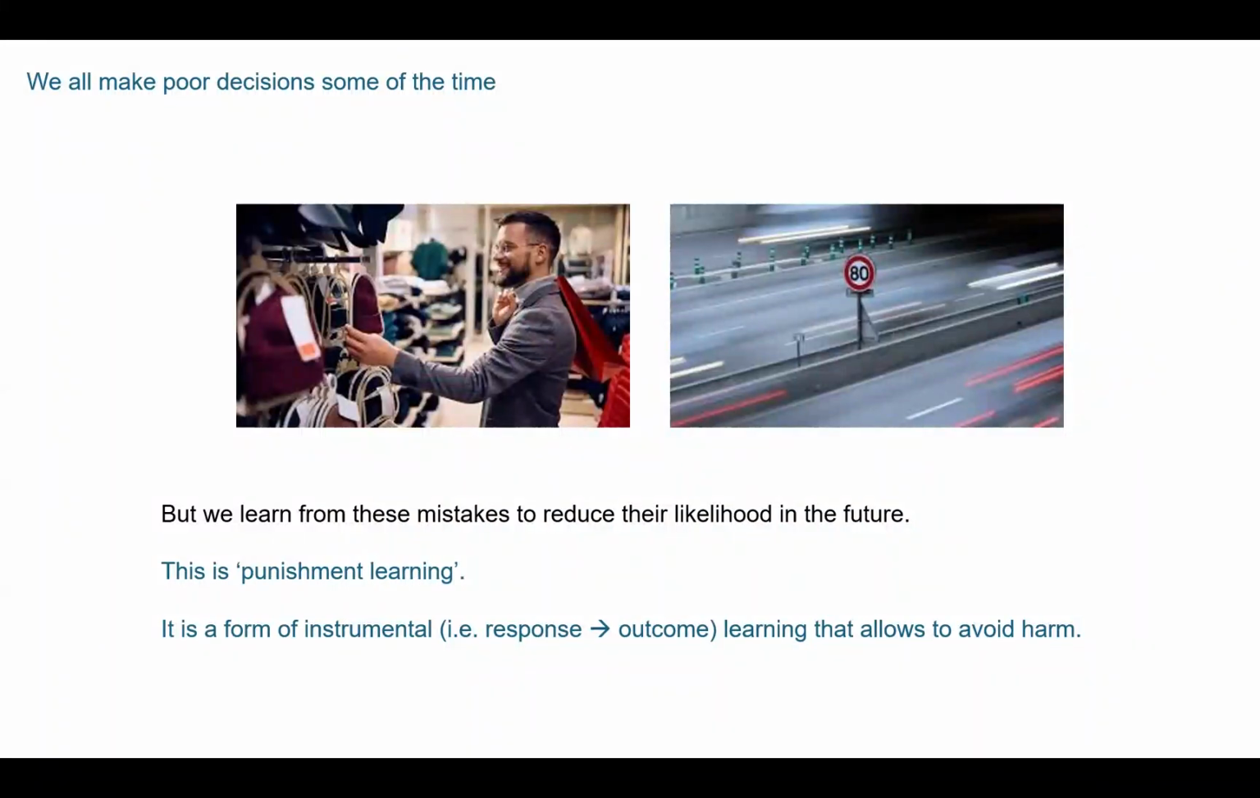In associative learning, we call this punishment learning, right? It's learning about the relationship between your actions and their consequences, and specifically their adverse consequences. And it's a form of instrumental learning, and it's a form of learning that allows us to avoid harm.